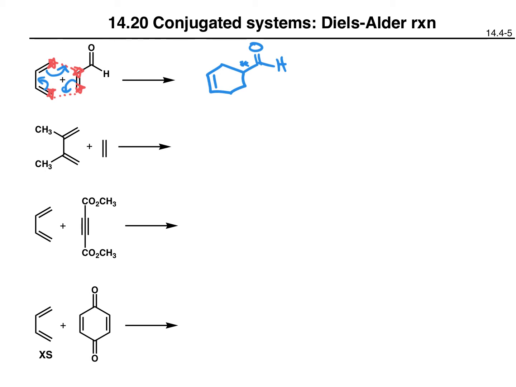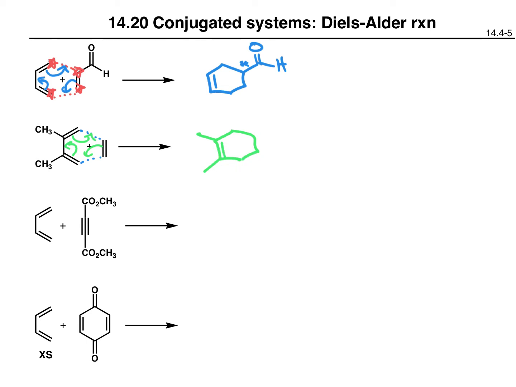In our next example, we can think about these are the bonds that are going to form, and we can imagine the electrons moving like this to give us our product that looks like this, where this is a new bond, and this is a new bond, and this is a new pi bond.